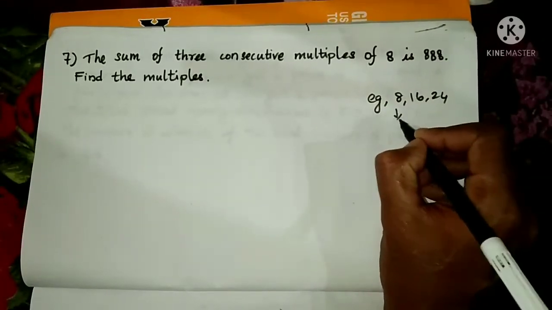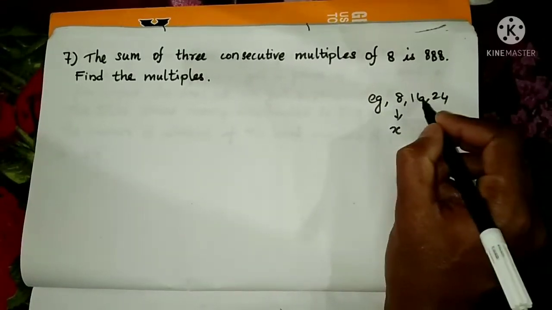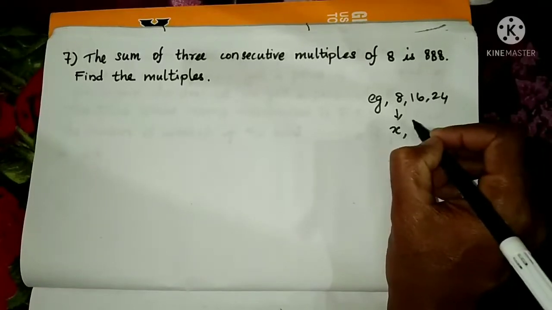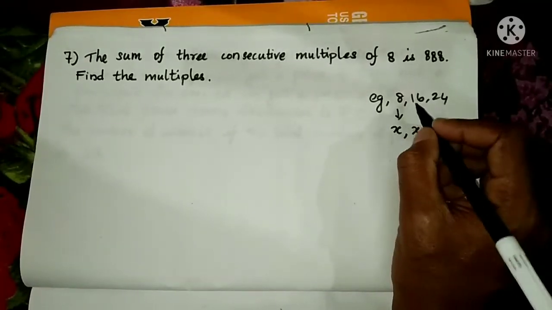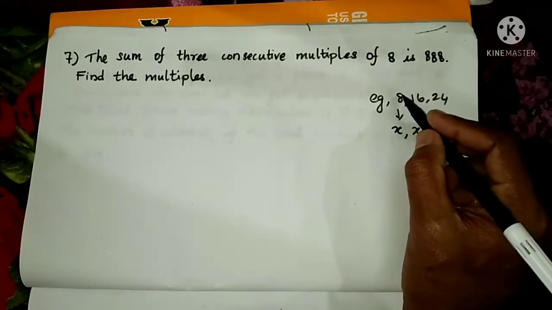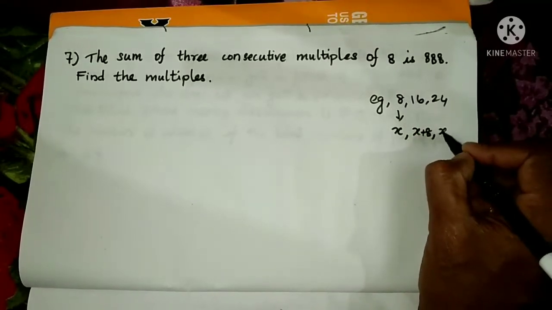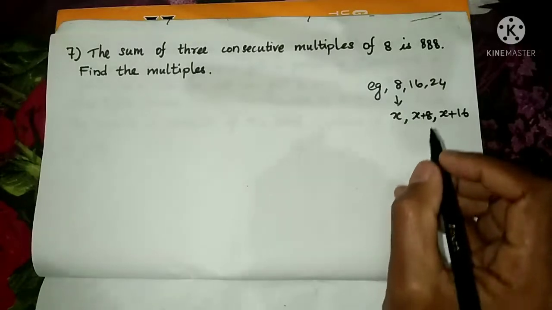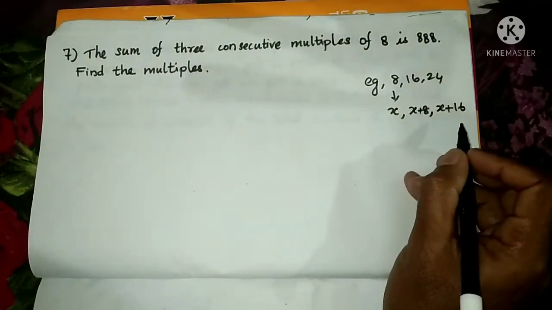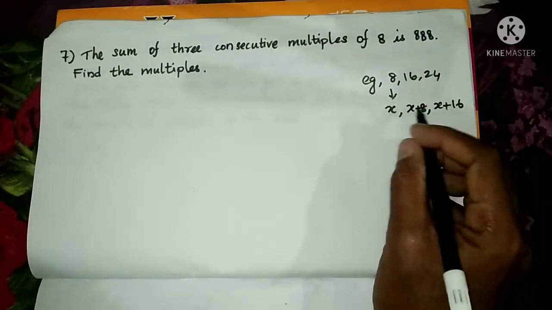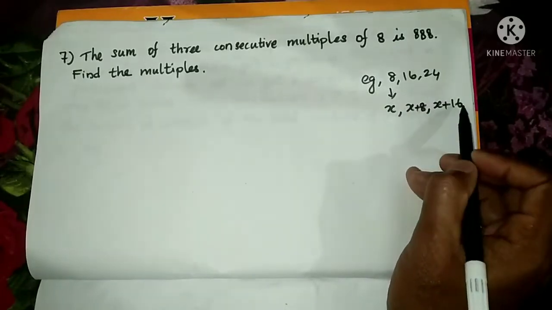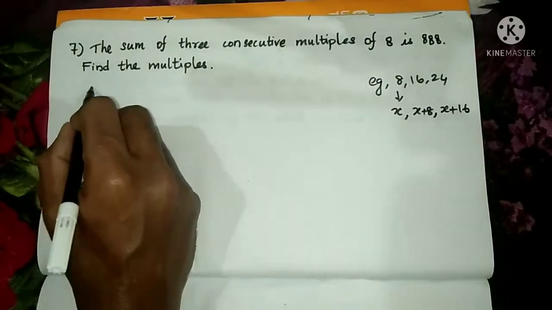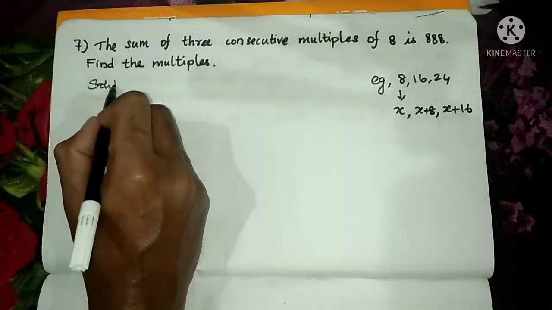If we take the first number as x, the difference between the first and second is 8, so the second number is x plus 8. The third number, the difference between the first and third, is x plus 16, since the difference between 8 and 24 is 16. So let us write the solution.